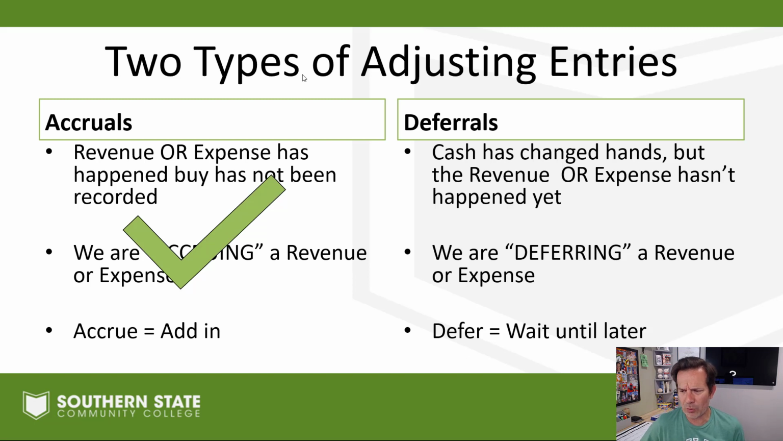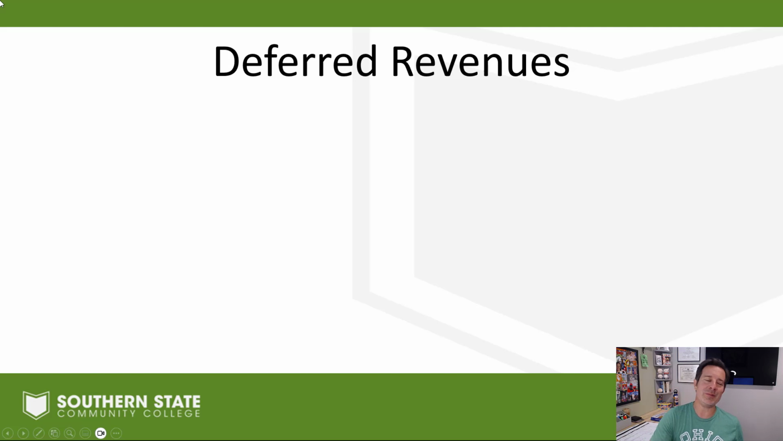And so, well, why in the world are we waiting until later? Because it hasn't happened yet. Remember, in our accounting system, we record revenue and expenses when they occur. It's going to occur later on. We'll record it later on. All right, so we'll give you some examples here.